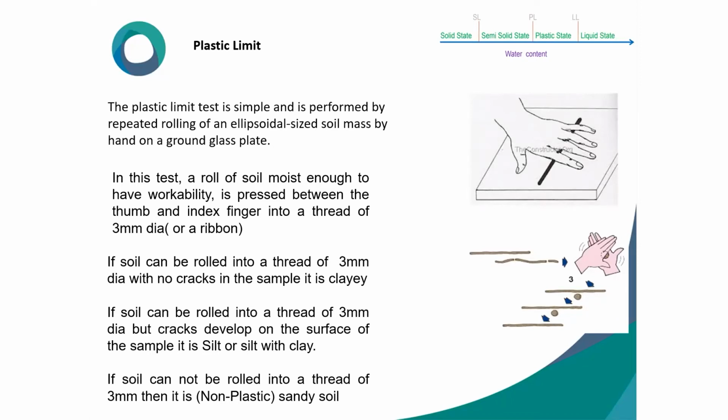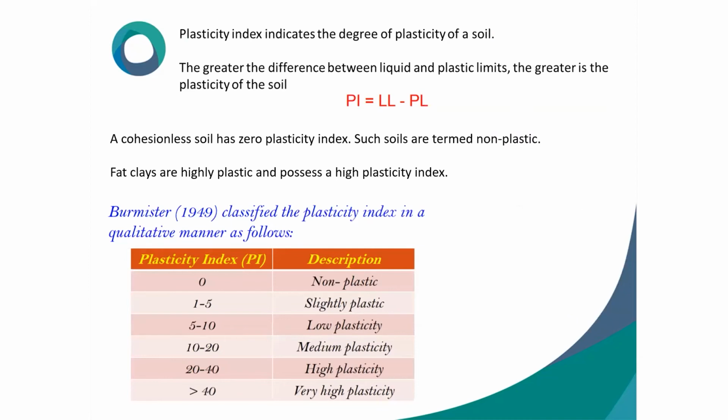It can be easily identified. And also this plasticity index indicates the degree of plasticity of soil. See, this is the thing. You will calculate the plasticity index as liquid limit minus plastic limit.